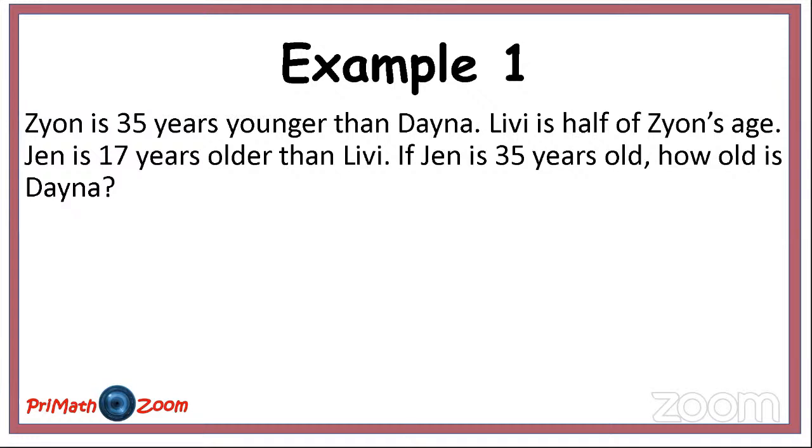So I'm just going to go ahead and read this for you. Zion is 35 years younger than Dana. Livy is half of Zion's age. Jen is 17 years older than Livy. If Jen is 35 years old, how old is Dana?